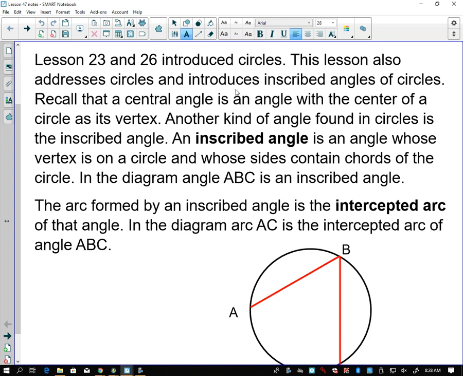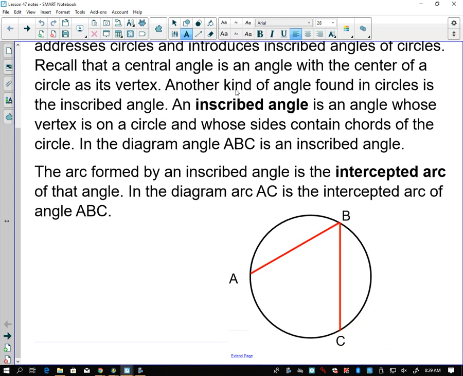In lessons 23 and 26, we introduced circles. This lesson addresses circles and introduces inscribed angles. We recalled that a central angle is an angle with the center of a circle as its vertex, and a central angle and its intercepted arc have the same degree. Another kind of angle formed in circles is what we call an inscribed angle. It's an angle whose vertex is on the circle, not in the center, but on the circle, whose sides contain chords of the circle. We see this in this diagram down here. So we see the difference between an inscribed angle and a central angle. Hopefully it's very clear.